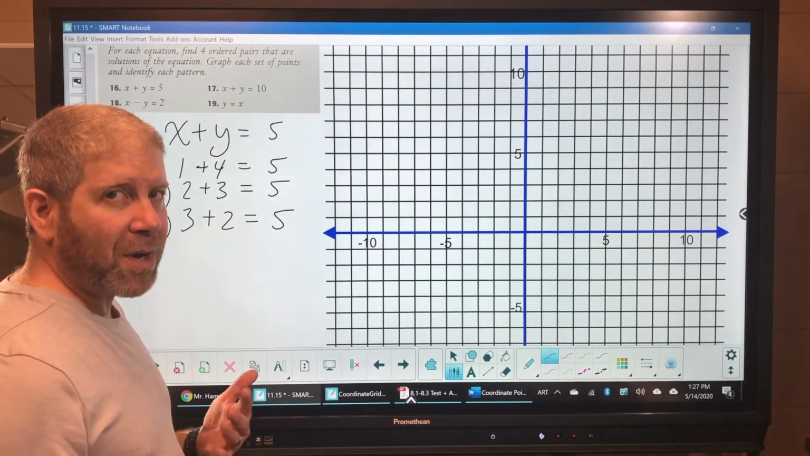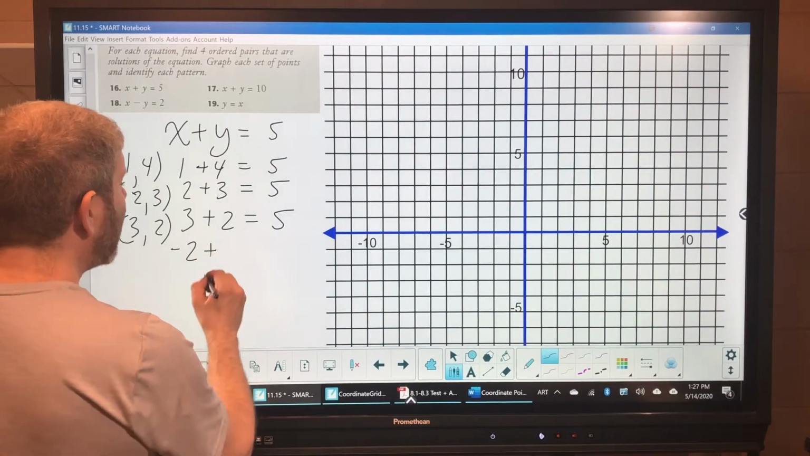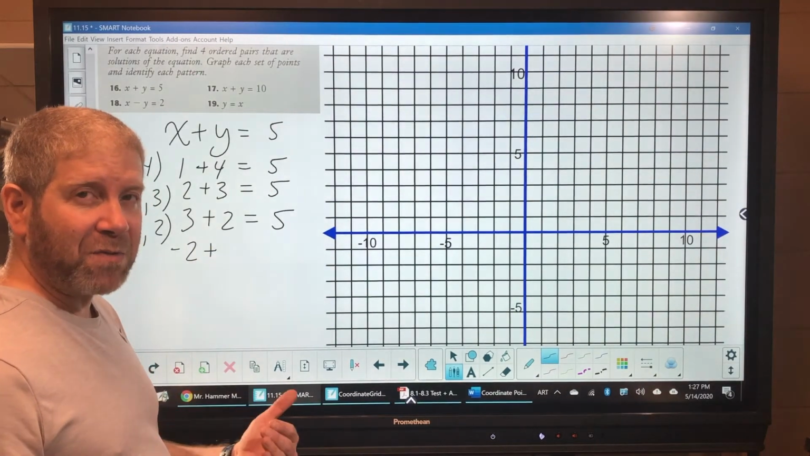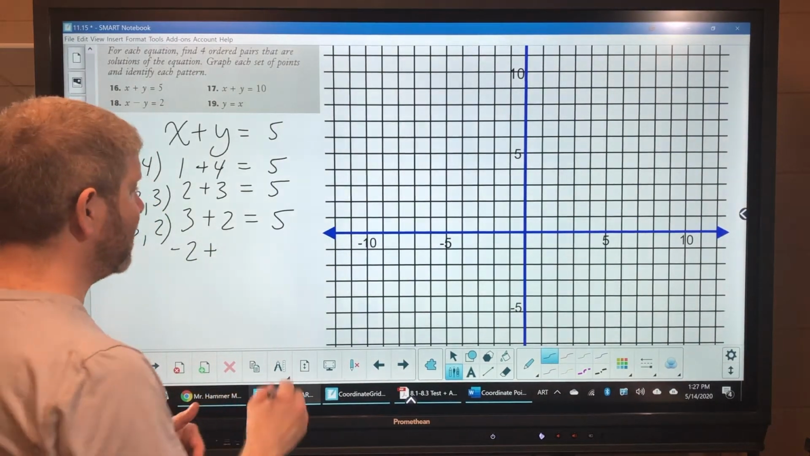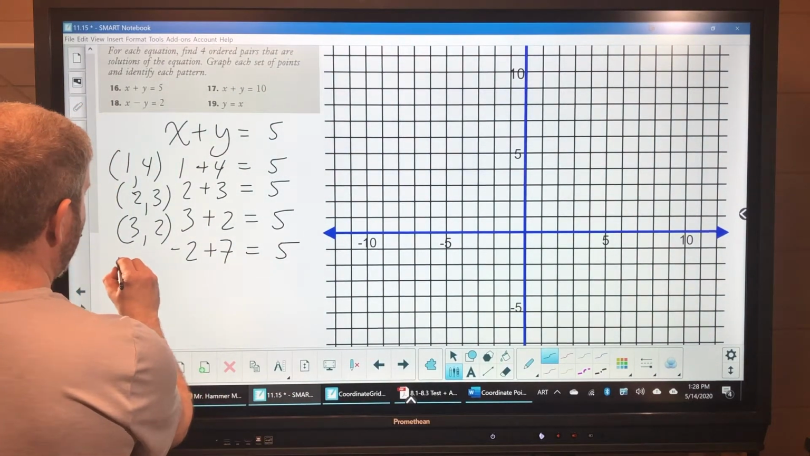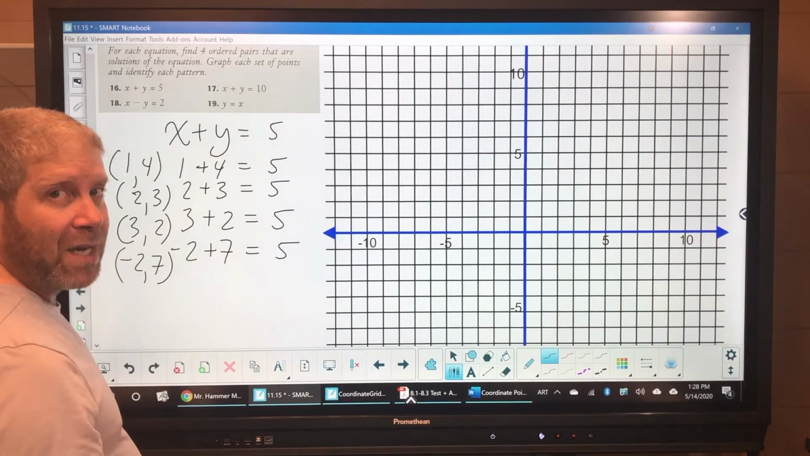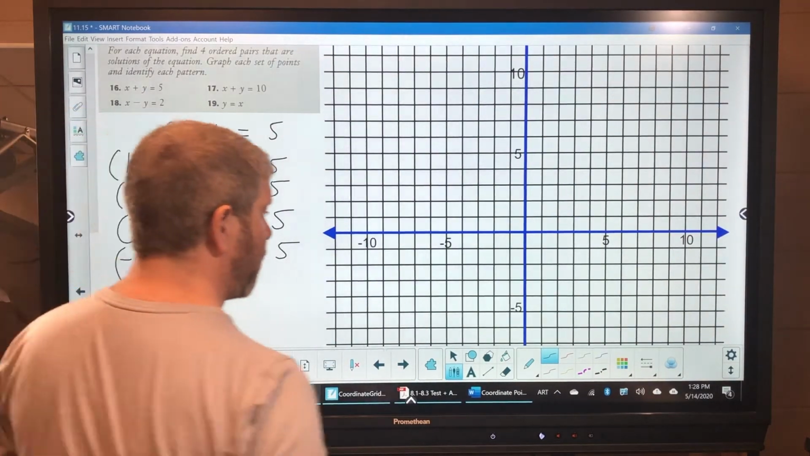And just for fun, I'm going to add a negative in there. Let's pretend my x coordinate was -2. What do we have to add to -2 to give me an answer of 5? Well, we need to add 7. So -2 plus 7 will give me 5. So my x coordinate would be -2 and my y coordinate would be 7. Now the next step is to plot those 4 points.